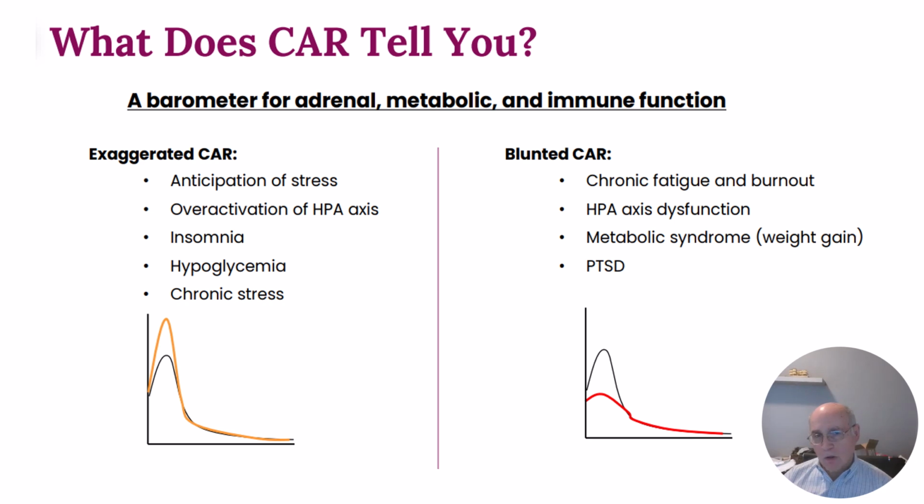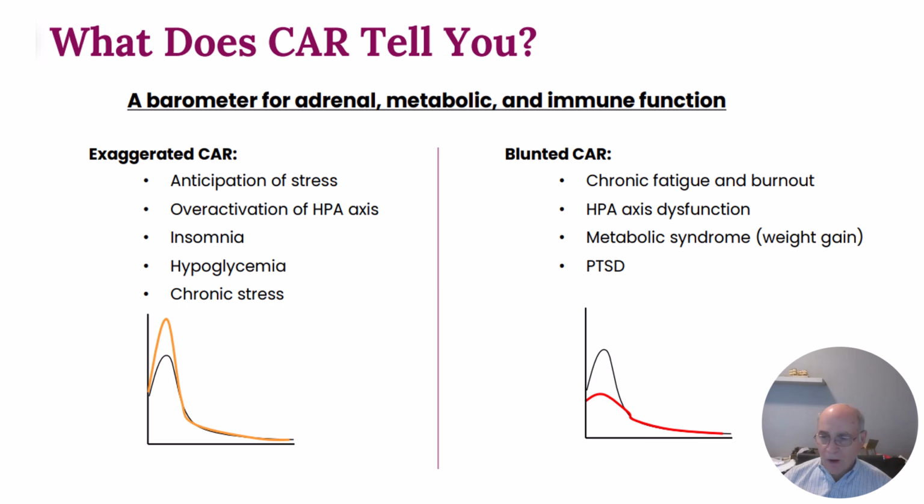So what does the cortisol awakening response tell you? If it's exaggerated, if it goes up too high, there's an anticipation of stress. There's an overreaction, or an overactivation, I should say, of the HPA axis. People with high cortisol can't get to sleep. Certainly, in response to that being high cortisol, there's going to be low glucose. So these are patients that used to be labeled as functional hypoadrenia and low blood sugar. These are patients that are dealing with chronic stress.